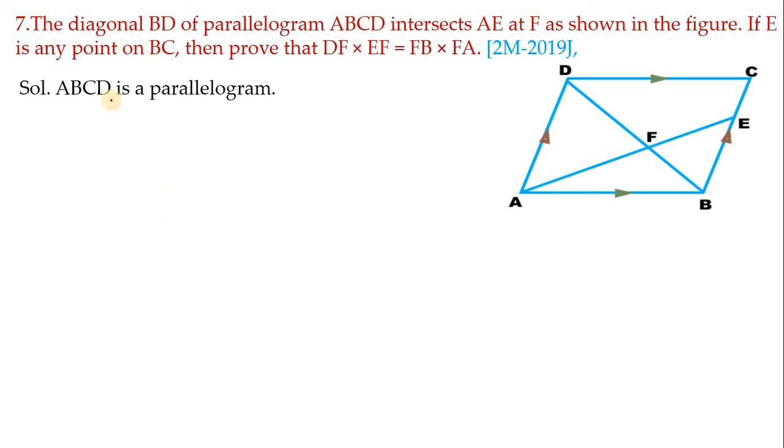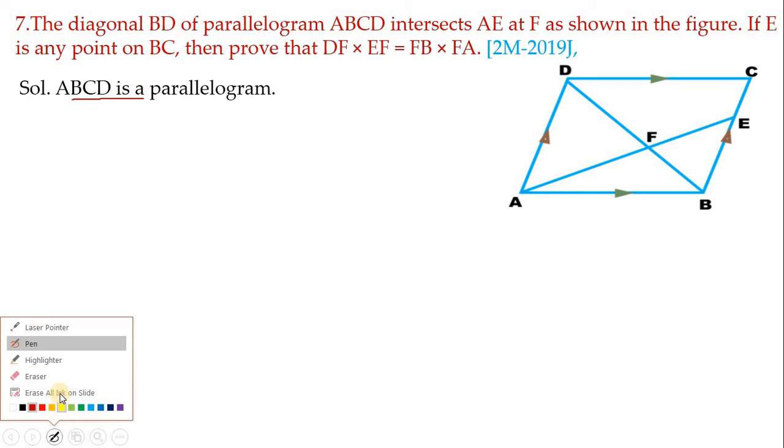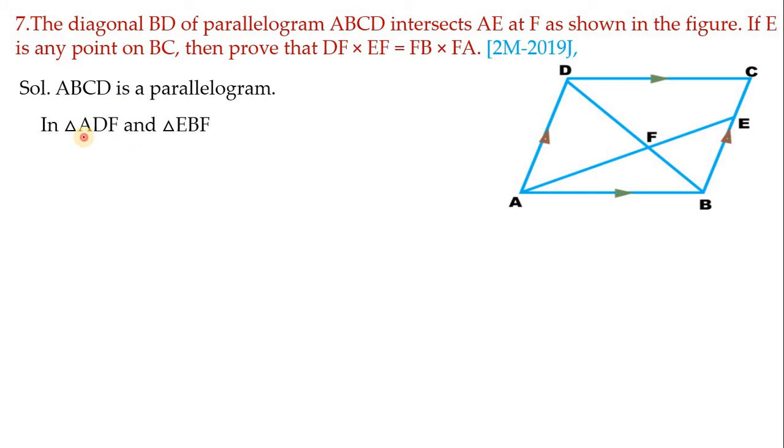So what we shall do is, first write ABCD is a parallelogram, and next you consider these two triangles: triangle ADF and triangle EBF. Where is triangle ADF? This, which I shaded in red color. And which I shaded in orange color, this is triangle EBF. In these two triangles, they said this is a parallelogram.